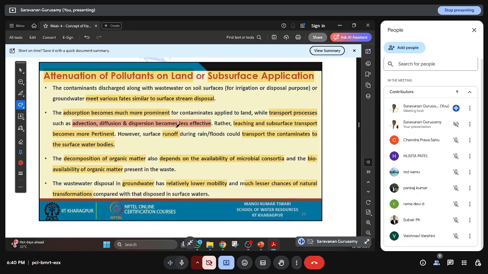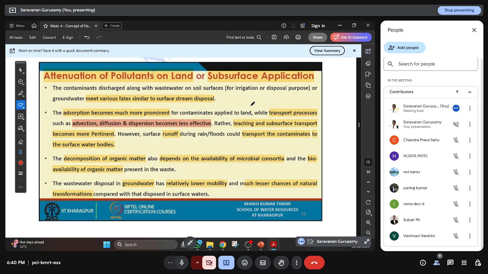Then let us see attenuation of pollutants on land or subsurface. So far we have studied what happens when you discharge a pollutant into a river. But what will happen when you discharge a pollutant into the land or subsurface? Subsurface means groundwater. That will not flow like a river, though there is also some flow. And there is no possibility of taking oxygen from the atmosphere. You got it? In river water, we have an open atmosphere, that is surface water, so oxygen may enter from the atmosphere. But in the subsurface, there is no possibility of addition of oxygen naturally.